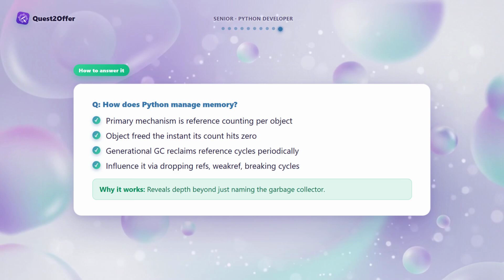Memory is managed by the interpreter. You don't free objects manually. You influence it indirectly, dropping references, using weakref, or breaking cycles.